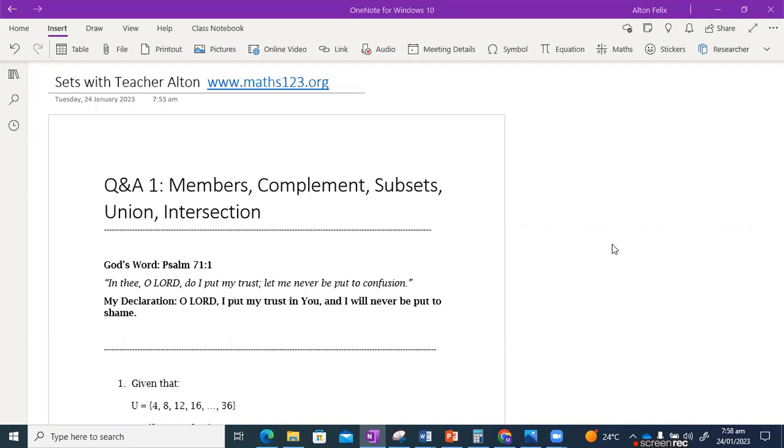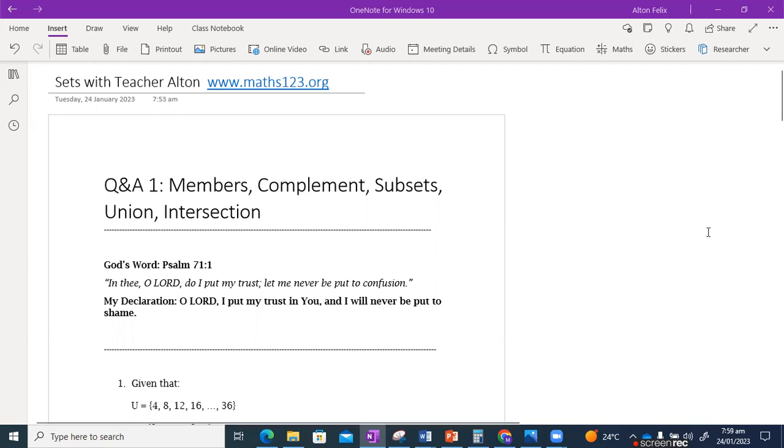But as usual, we're going to go into God's word. In Psalm 71, verse 1, it says, "In thee, O Lord, do I trust. In thee, O Lord, do I put my trust. Let me never be put to confusion." And my declaration is, "O Lord, I put my trust in you, and I will never be put to shame."